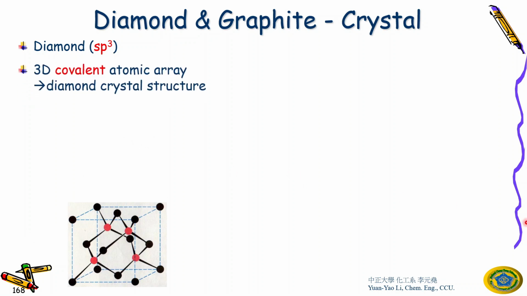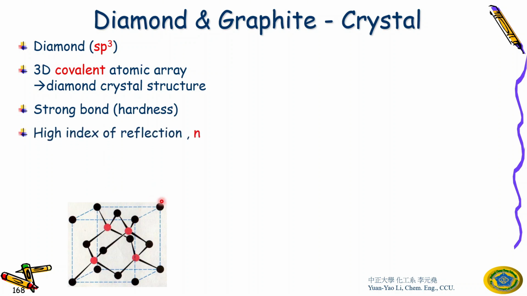So it's a 3-dimensional covalent atomic array. This is what we call the diamond crystal structure. If you replace this carbon with silicon, that will become a silicon crystal. And it's very strong, so it's very hard. It also has a high index of refraction because it is a crystal, so it's transparent. Diamond is very beautiful, right?